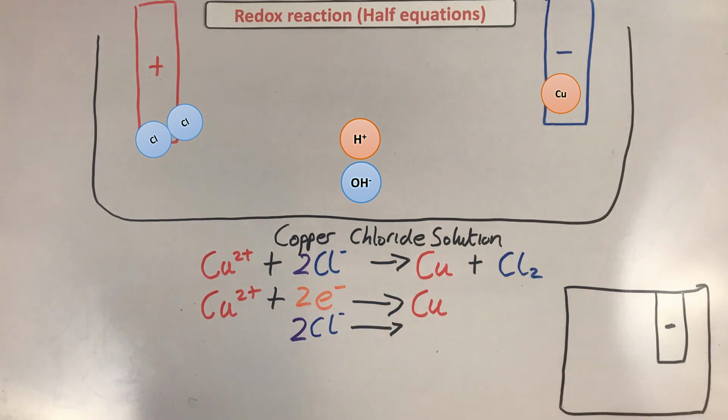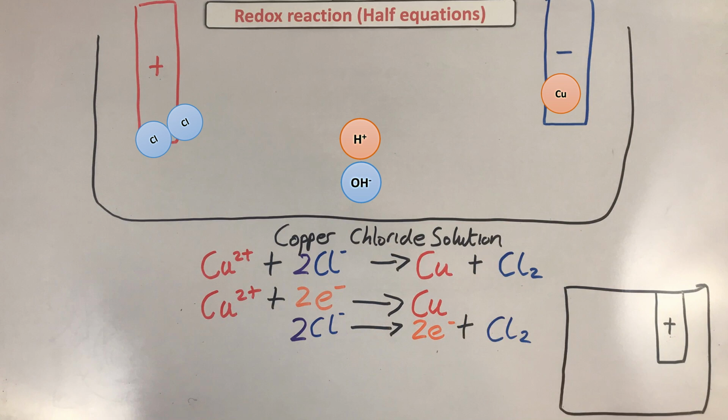Now for the other half of the equation, we have 2 chloride ions on the left hand side and 2 chlorine atoms which form a molecule on the right hand side. Obviously each of the chloride ions needs to lose an electron, so we need to add 2 electrons on the right hand side. But we're not done yet.